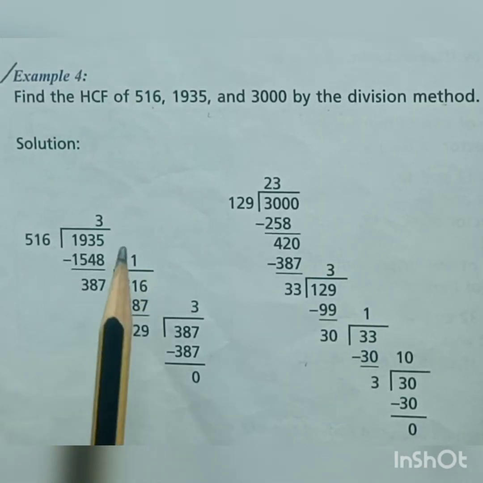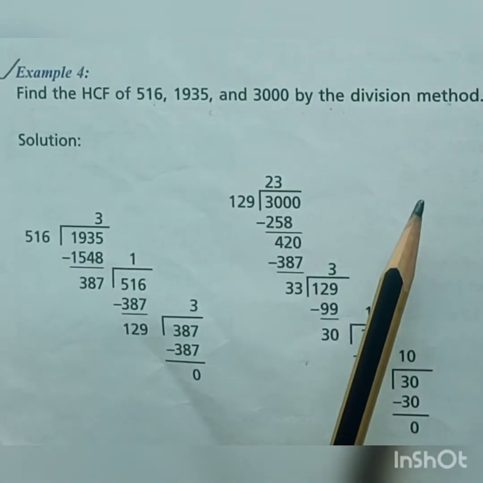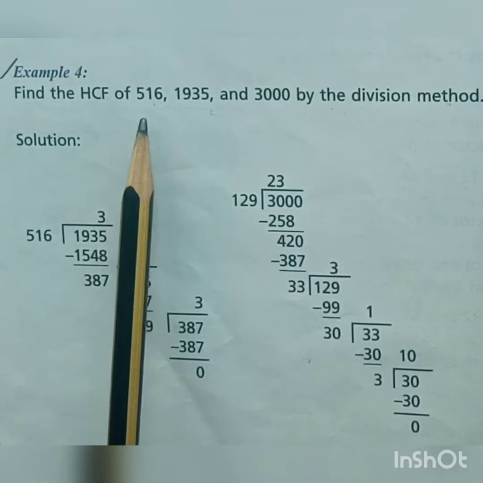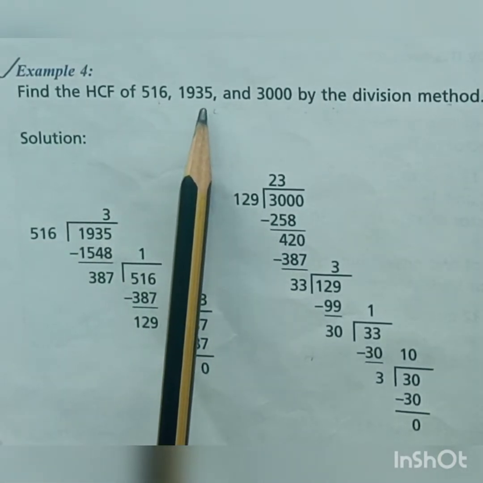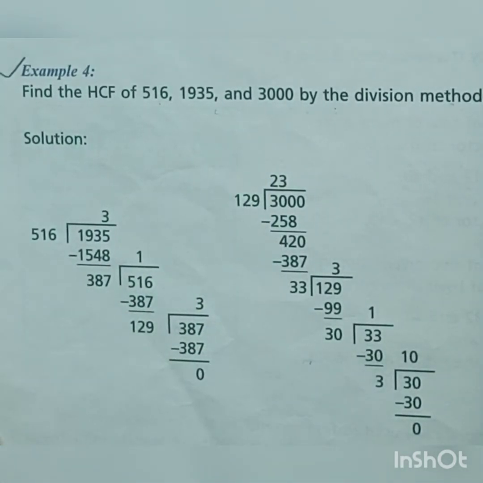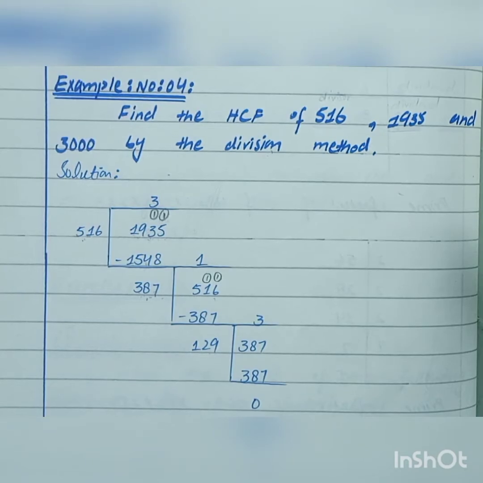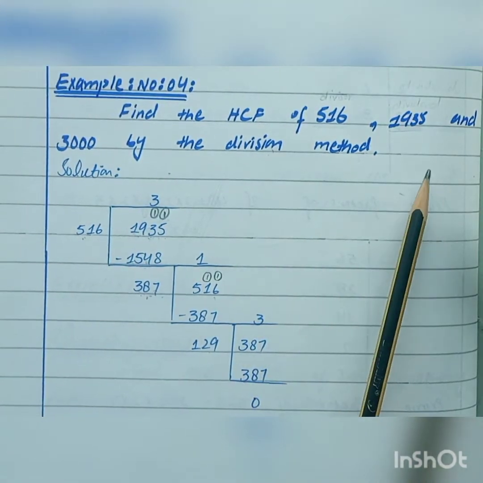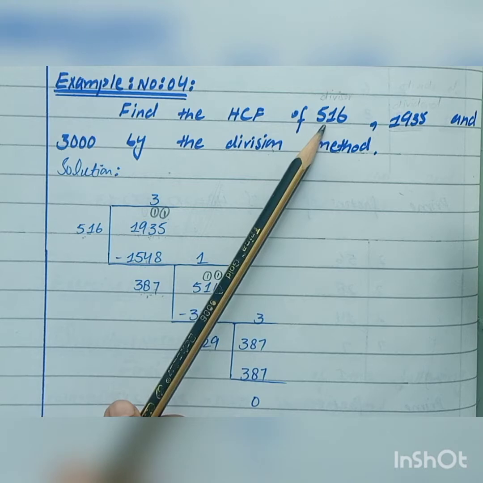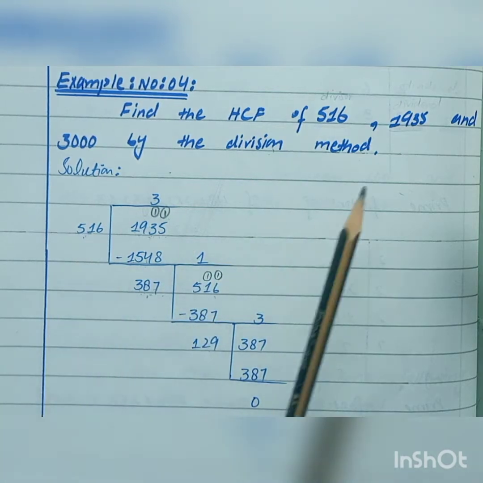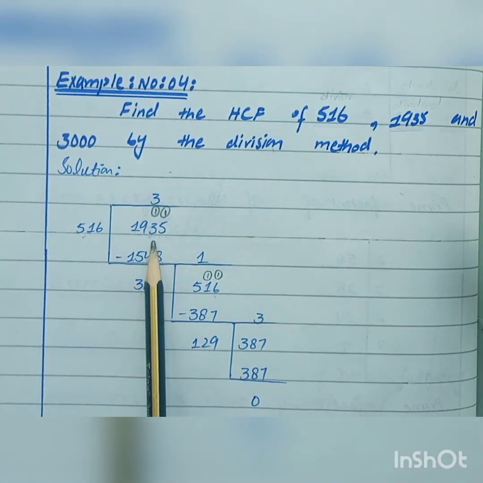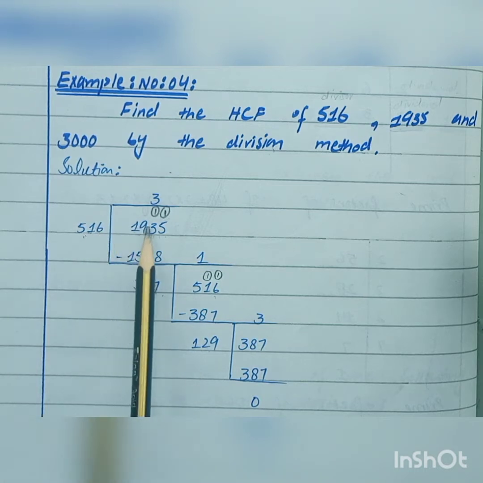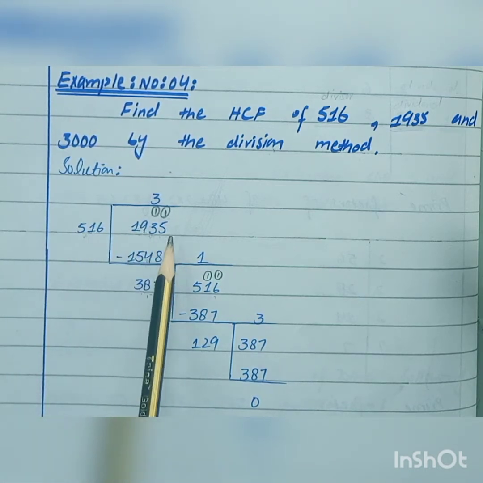Students, next we solve example number 4, which is about the division method. Find the HCF of 516, 1935 and 3000 by the division method. Firstly, find the HCF of the first two given values, 516 and 1935, where 516 is the smaller value, so we take it outside of the bracket, and 1935 inside of the bracket. Next, divide these two terms, 516 and 1935.